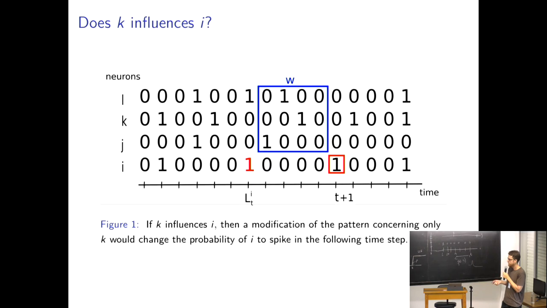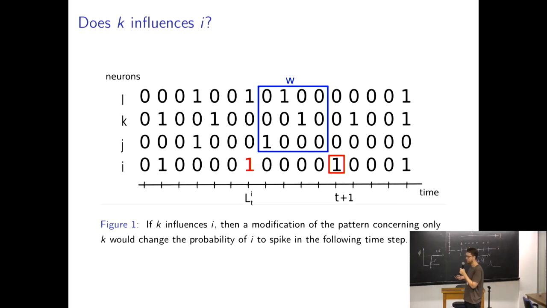And the idea, so let's say that I want to check whether K affects I or not. Then one very, maybe naive, oh, sorry, yes. I was just saying, okay, first, the probability of neuron I to spike at this time is a function of this configuration. Yeah, sure. But I'm saying, okay, to compute how excited it is, I'm obliged to look at the configuration of this size.